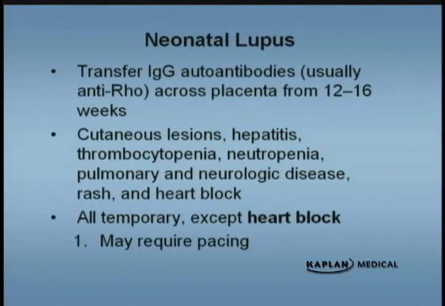There is one other condition with lupus, and it's called neonatal lupus. This is transfer of autoantibodies across the placenta. These babies can have cutaneous lesions, hepatitis, thrombocytopenia. The main thing to remember about neonatal lupus is they can have heart block. This is a congenital heart block. It does not go away, and sometimes these babies, if it does not improve or if it's severe enough of a heart block, are going to require pacing.